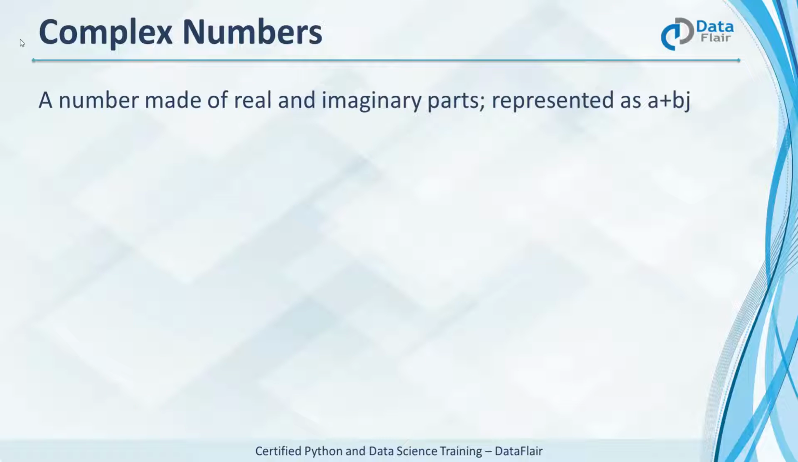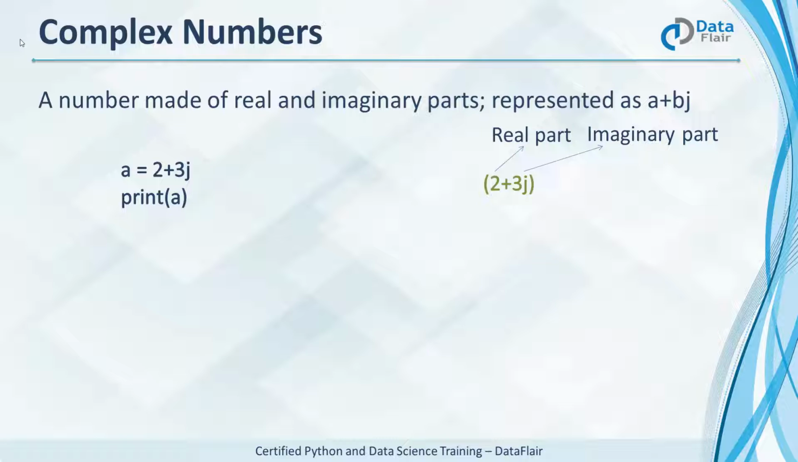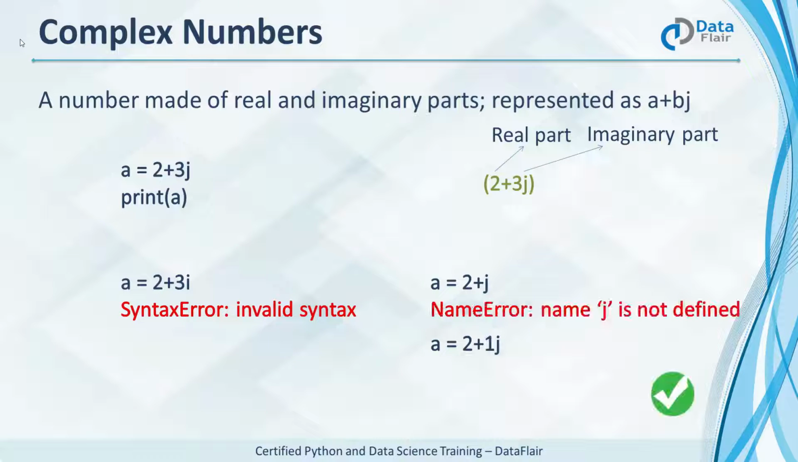Of course, Python has integers and floats, but it also has complex numbers. Such a number has real and imaginary parts and looks like a plus bj. J, not I. A is 2 plus 3j. Here, 2 is the real part and 3j is the imaginary part. The j is the complex coefficient. You can't use I like you learned in school. And can we do this? A is 2 plus j? No. This should be written as 2 plus 1j.